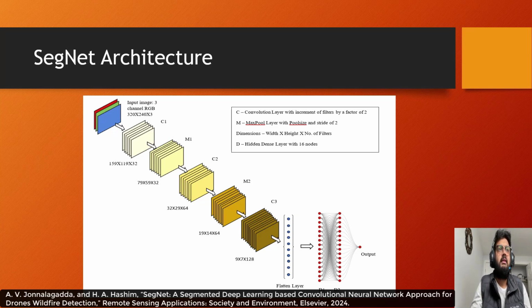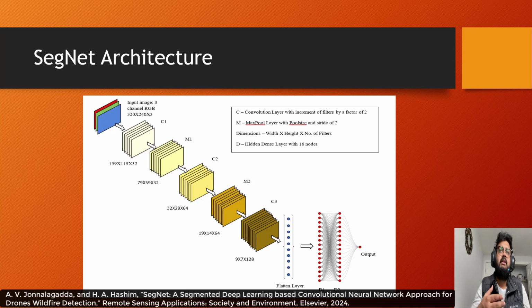First off, we start with an image with RGB channels that translates to 320 by 240 by 3. Remember, this image is a segmented image and not a complete image. This segmented image is then fed forward to the first convolution 2D layer, which has 32 filters and ReLU as the activation function. Then it goes to the first max pool layer. Subsequently, it goes to the second convolution 2D layer with 64 filters, and then one more max pool layer with a pool size of 2 and stride of 2.